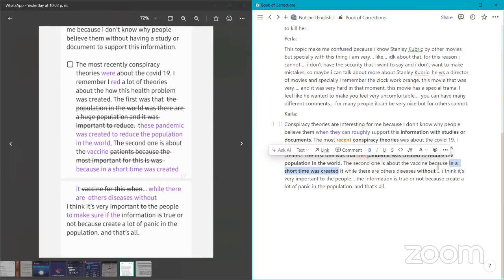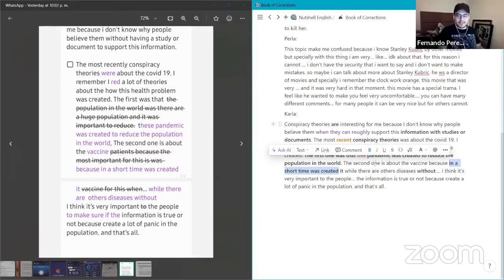So the problem here is that the second one is the subject, is the verb, about the vaccine is a complement. That's correct. Because, and here's when you need person, verb, complement. An American person cannot understand this section. How do you fix it?